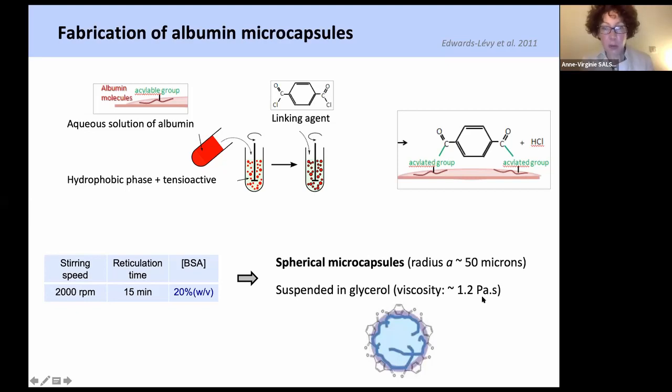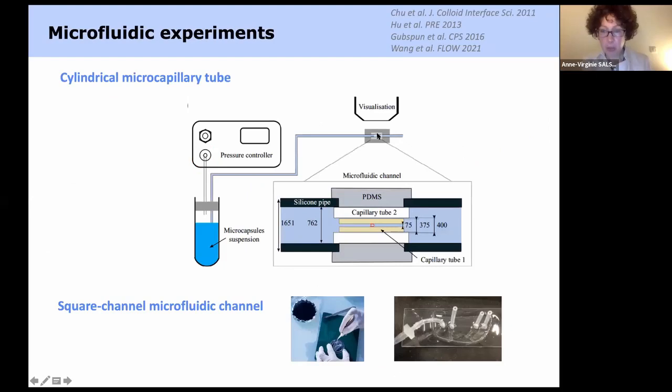Then we do the experiment of having the microcapsule suspension flow into the microchannel. Either we use microfluidic channels created in the lab using soft lithography, as you see on the bottom left, or we use something quite clever: a very small microcapillary made of glass, which we put in an external channel so that it's easy to connect to the pressure or the syringe pump, whatever device creates the flow.